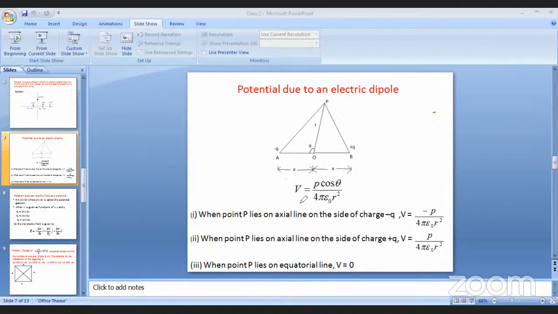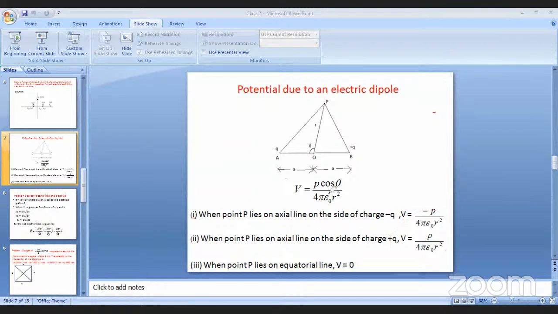This is the general expression, and along the axial line, when you have this point P on the side of this charge minus q, when you take theta here, it will be 180 degree. So it will be cos 180, that will be minus 1. So here you will be having minus P by 4 pi epsilon naught r squared. When the point P lies on this side, you will be having P by 4 pi epsilon naught r squared.